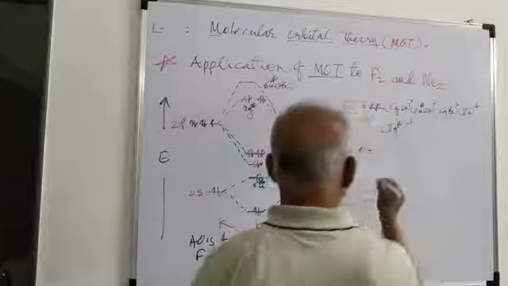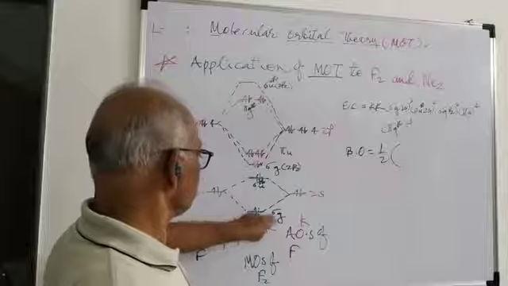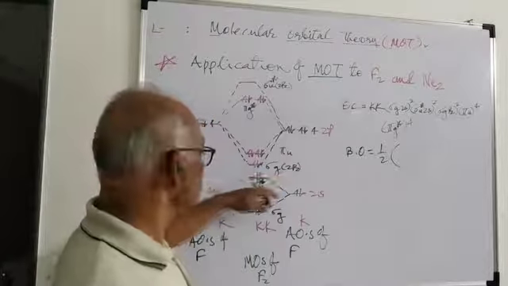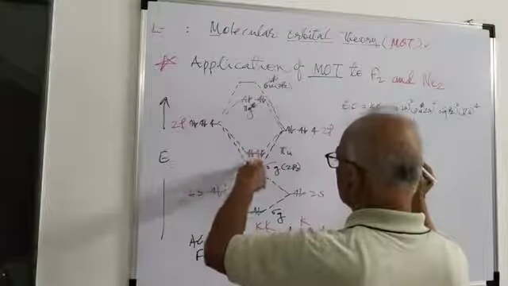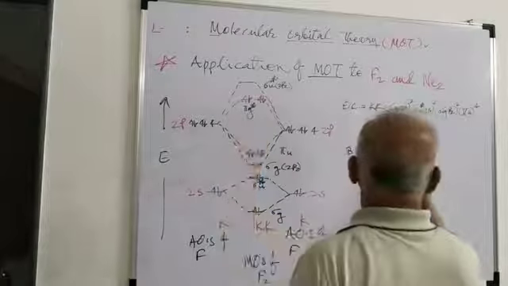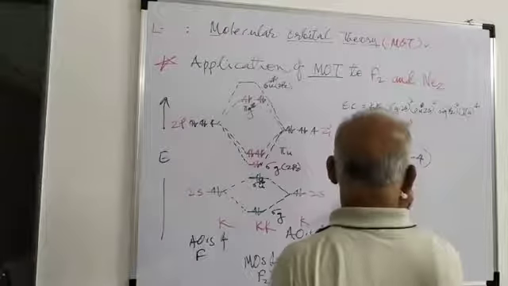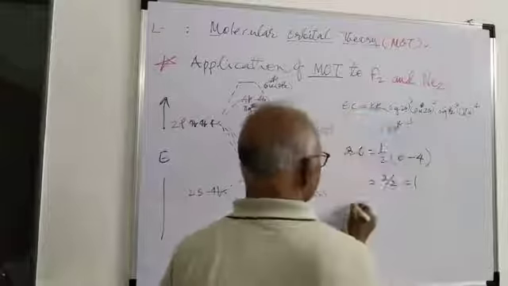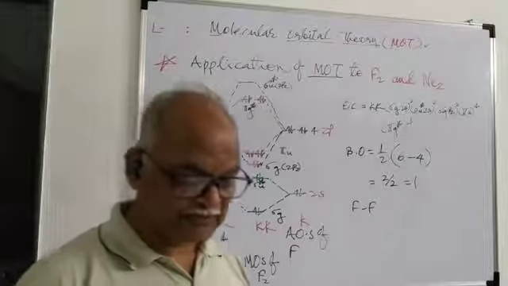So 1/2 of, we will cancel this sigma g electrons with this sigma u star electrons, that is, bonding effect is cancelled equally by this anti-bonding effect. So there are 3 bonding molecular orbitals providing 6 electrons minus these anti-bonding electrons 4. So we will have 2/2, means 1. So there is only one F-F bond, that is one sigma bond.